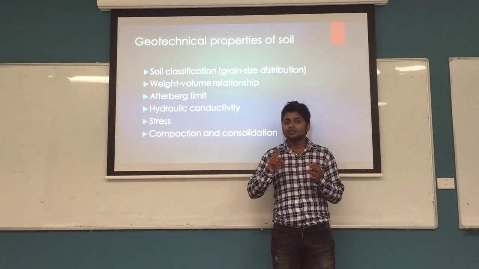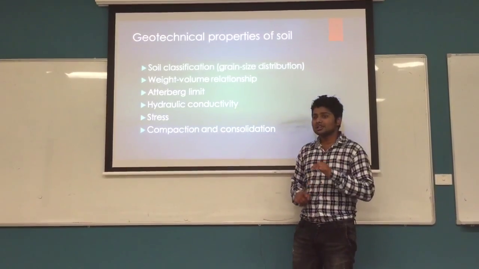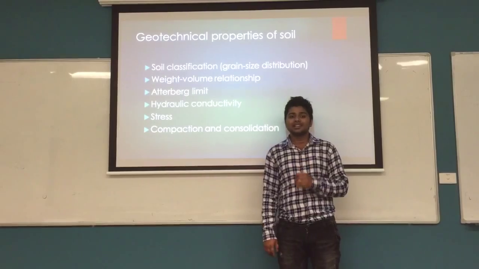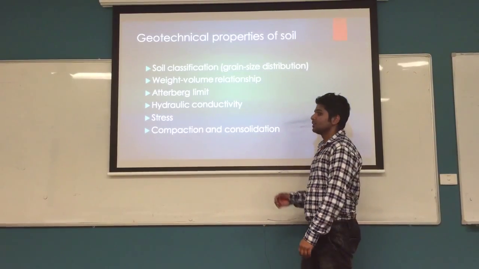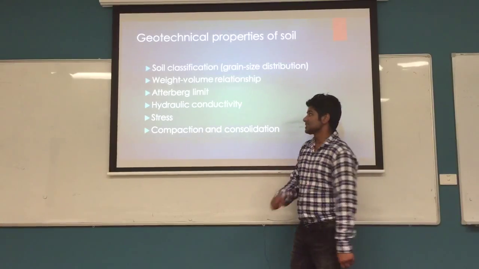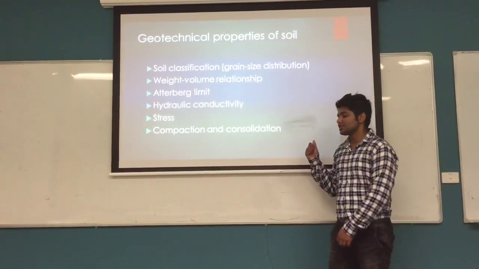ASTM has classified the soil into 3 different categories depending upon the sieve size, that is the size of the particles. Particles ranging from 75 mm to 2 mm are classified as sand, particles less than 2 mm are classified as silt, and finally particles less than 0.02 mm are classified as clay.